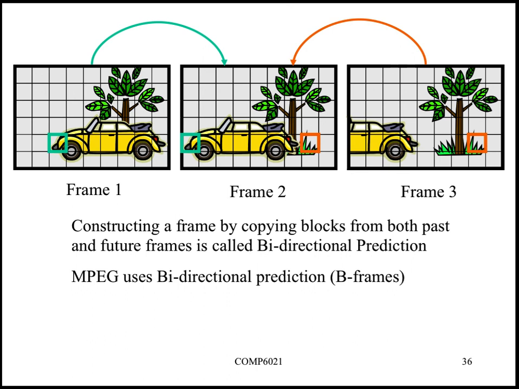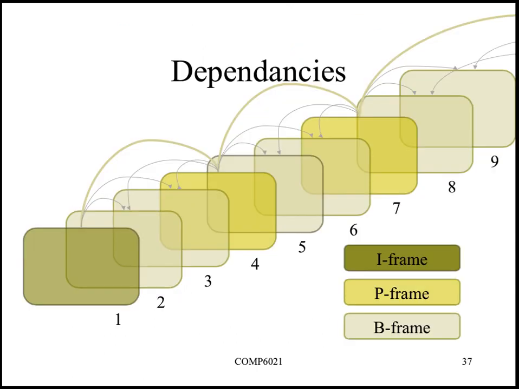It allows for bidirectional prediction, it's called, or B-frames. So here, frame 2 is made by reusing parts of frame 1 and parts of frame 3. So we have a past frame and a future frame involved in the construction of the current frame, which is a bit of a head wreck. This creates some strange dependencies.